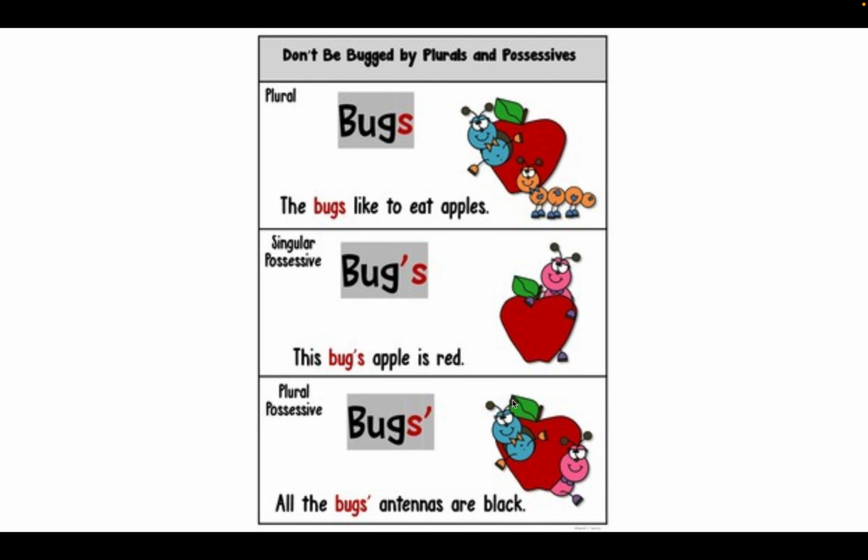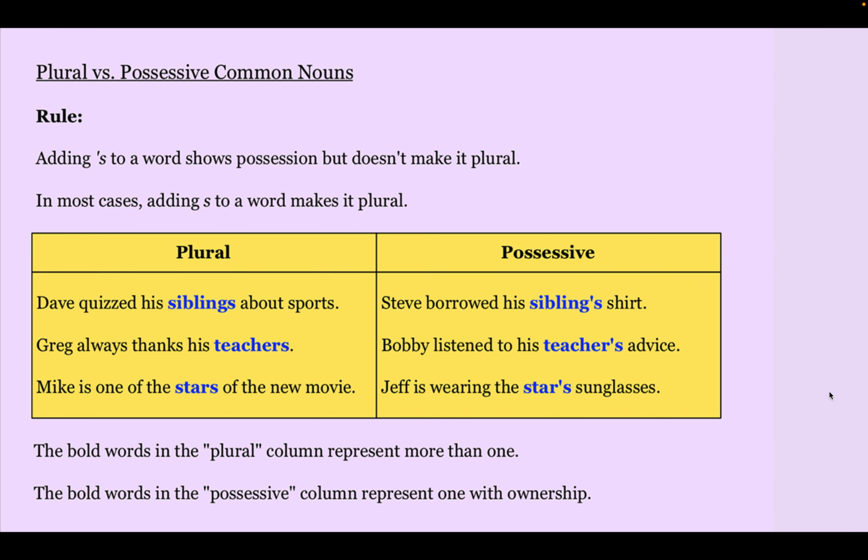So I'm going to hit this pretty hard, okay? So stay with me. Plural versus possessive common nouns. So if you look, the bold words in the plural column represent more than one. These are plural. And the bold words in the possessive column represent one with ownership. So this is all singular possessive right here. Adding an apostrophe S to a word shows possession but does not make it plural.